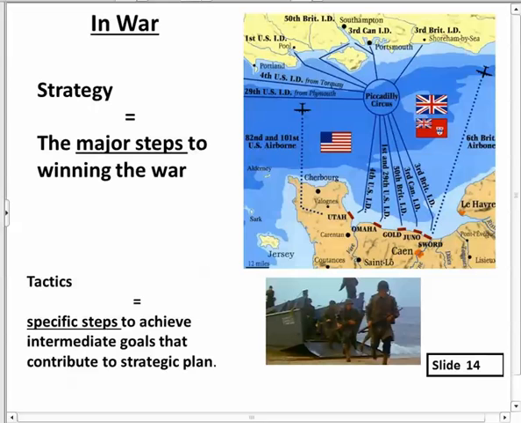On the other hand, we have what we call tactics. Tactics are the specific steps and all the intermediate steps that go with that achieve the goals of that strategic plan. So here we're talking about the individual soldier units, whether it's a platoon or a squad, or a rifle squad or whatever, and what they are going to do to contribute to winning or performing that strategy or accomplishing that strategic goal. So anyhow, that's an easy way to understand the difference between strategy and tactics.